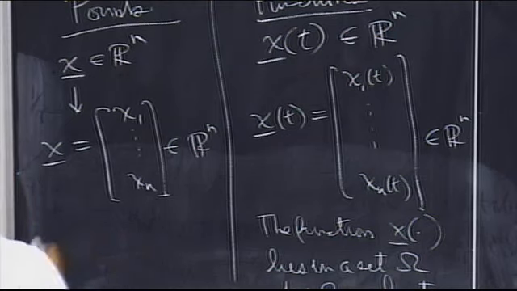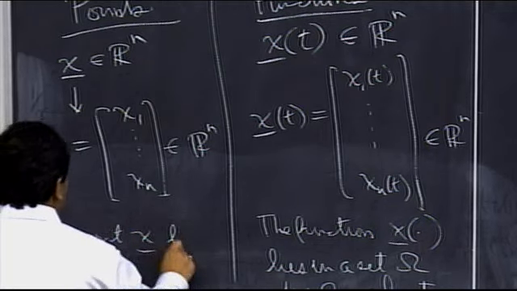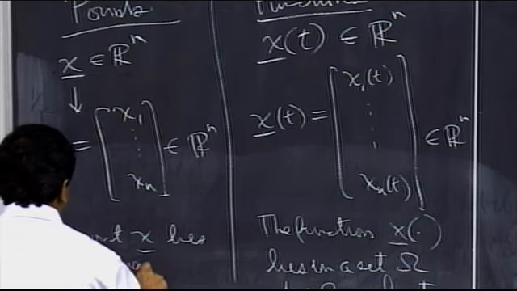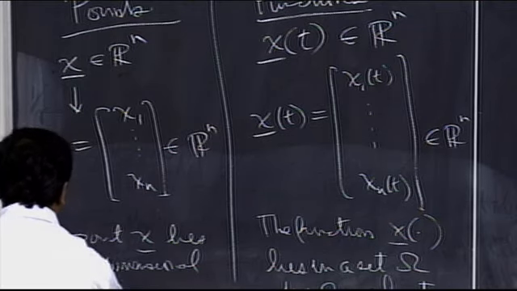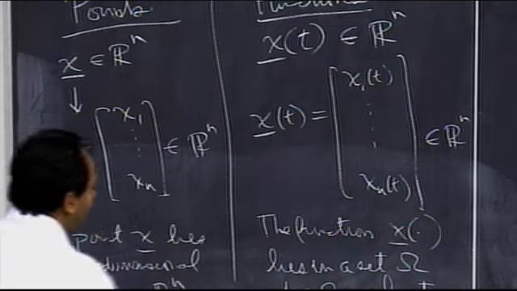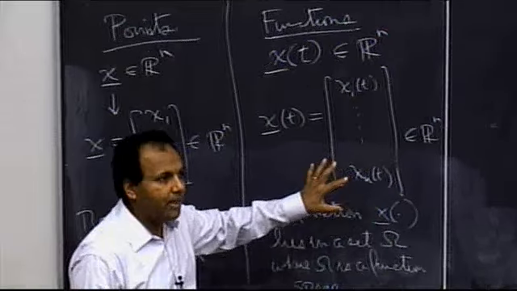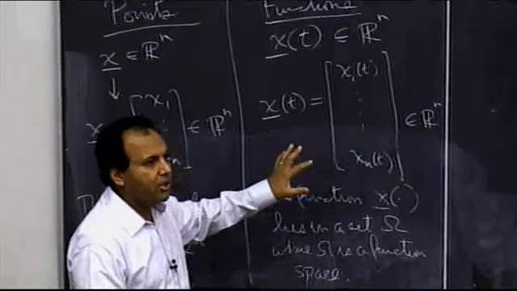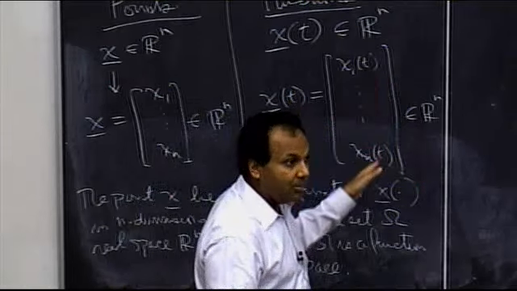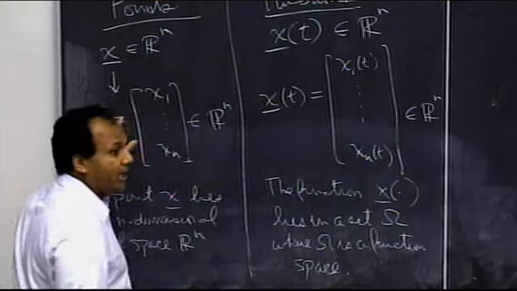So over here, what I'm saying is the point x lies in n-dimensional real space, Rn, okay? You cannot get these two things confused. These are points, these are functions, all right? Functions are not points. You can evaluate a function at a point to give you back a set of numbers. But the function itself is not a point. Over here, I'm dealing with actual points, all right?